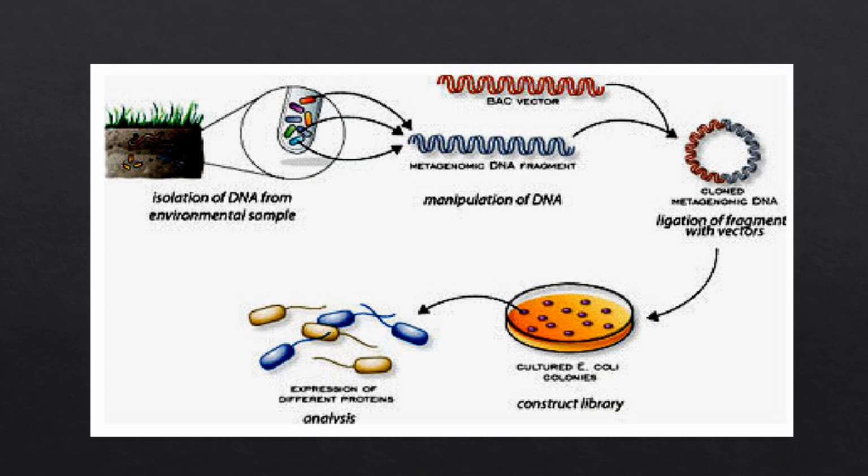example. We take a soil sample. In that soil sample, there are a lot of microorganisms present. We isolate the DNA from them. Then the DNA is cloned into a certain vector. These vectors are inserted into a host, in which they construct libraries, and then their analysis is carried out.